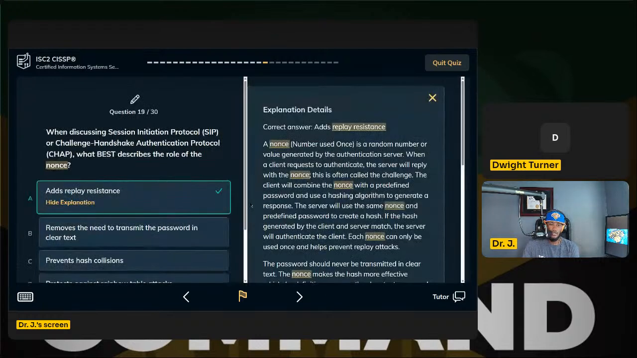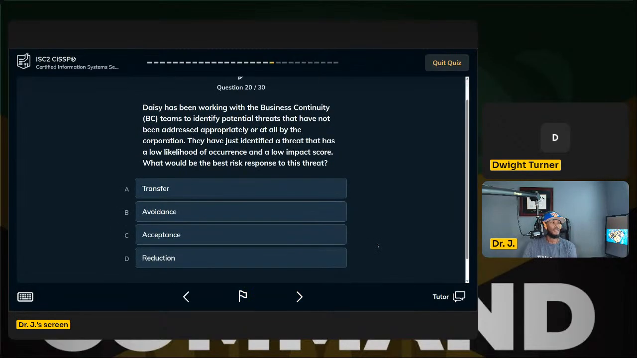A nonce, number used once, is a random number or value generated by the authentication server. When a client requests to authenticate, the server will reply with a nonce. This is often called the challenge. The client will combine the nonce with a predefined password and use a hashing algorithm to generate a response. The server will use the same nonce and predefined password to create a hash. If the hash generated by the client and server match, the server will authenticate the client. Each nonce can only be used once and helps prevent replay attacks.